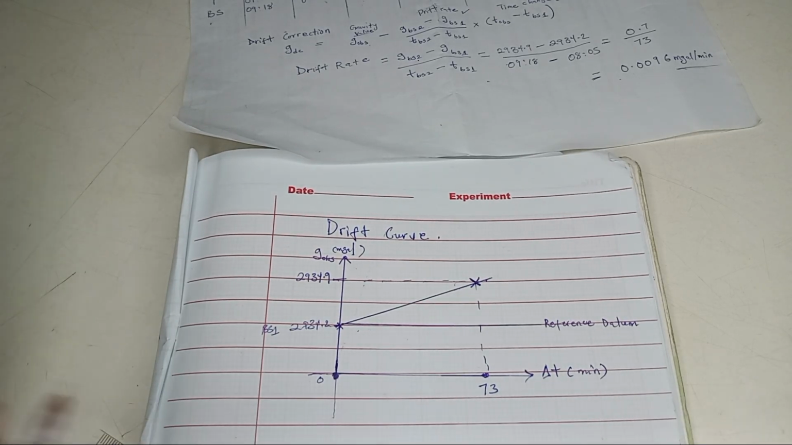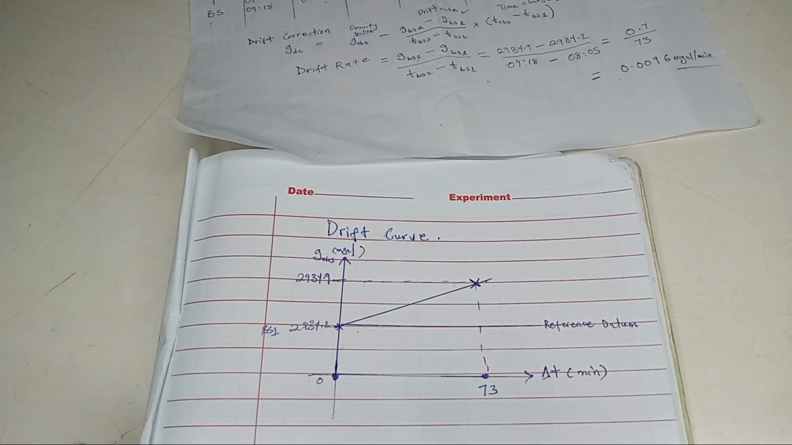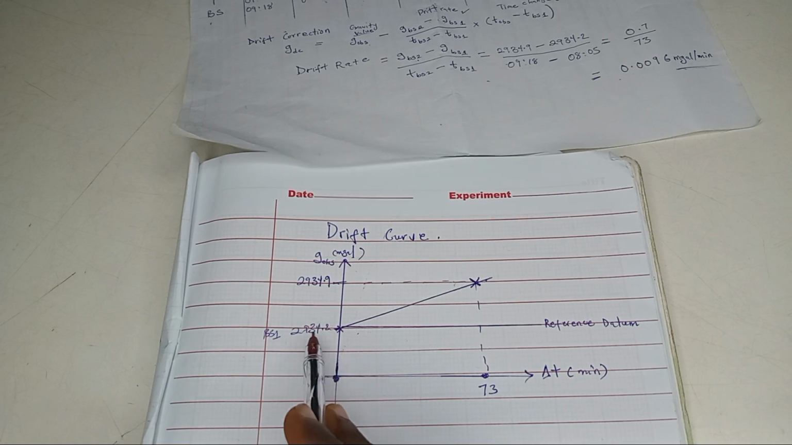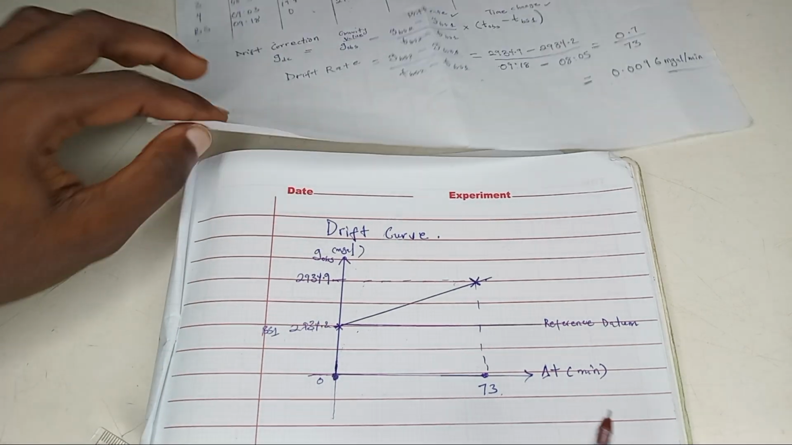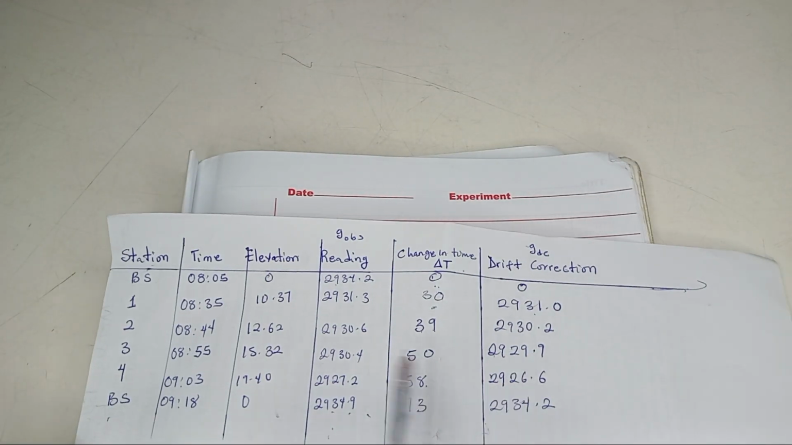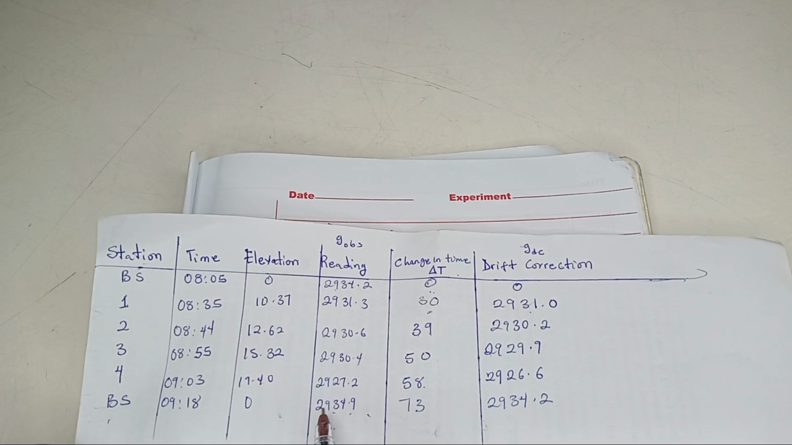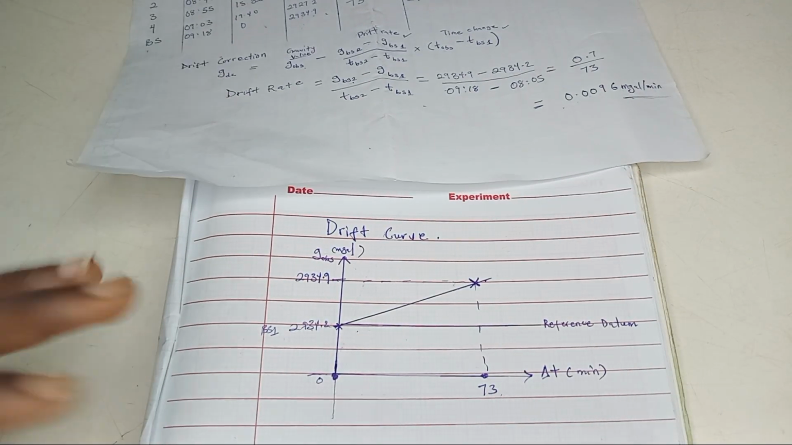Very simple. Just recounting again: the first part is you plot your base station readings against the change in time. Remember, it's not the corrected reading. It's the one you got from the field. You plot against it, and you're good to go.